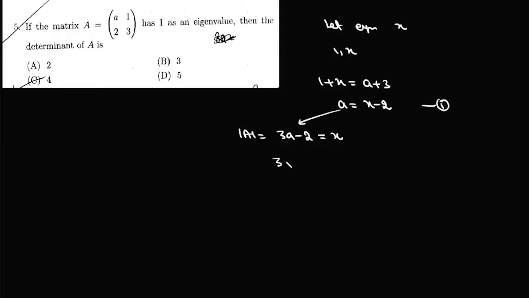So this is 3x minus 2 minus 2, and this is equal to x, which is 2x equals 8, or value of x equals 4. So value of the determinant for this matrix is 4, and that's your option C.